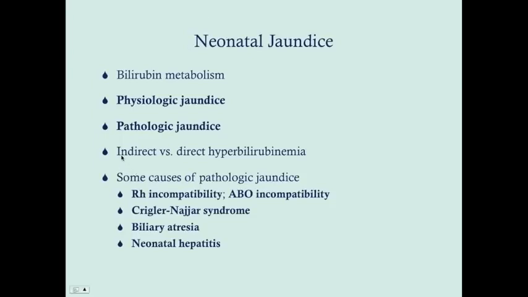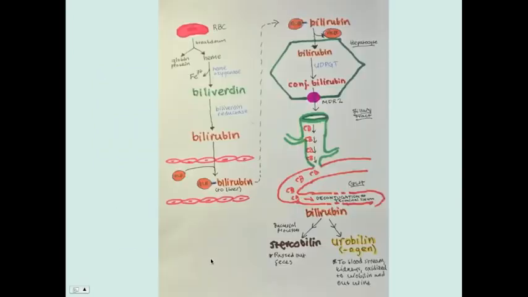And then we'll also talk about indirect versus direct hyperbilirubinemia. This is just like in adults. You can have indirect hyperbilirubinemia or direct hyperbilirubinemia. The difference is in the neonates, you've got different causes, different diseases that can cause these. Then we'll talk about some causes of pathologic jaundice. And we'll talk about these in greater detail in subsequent lectures.